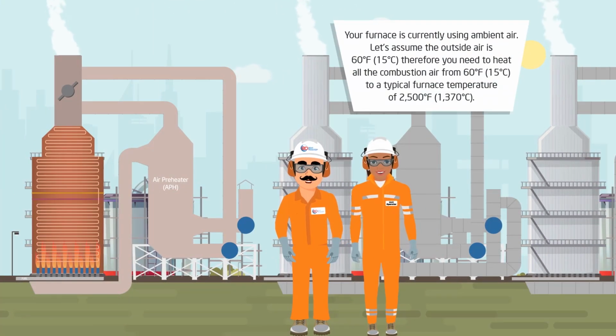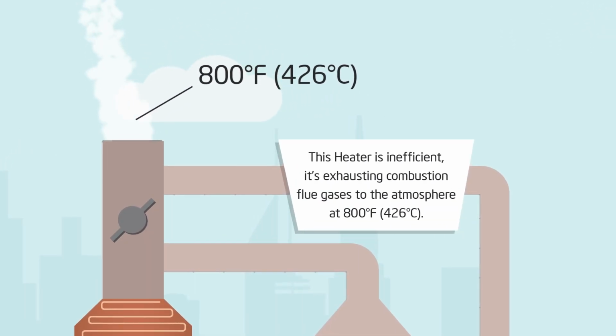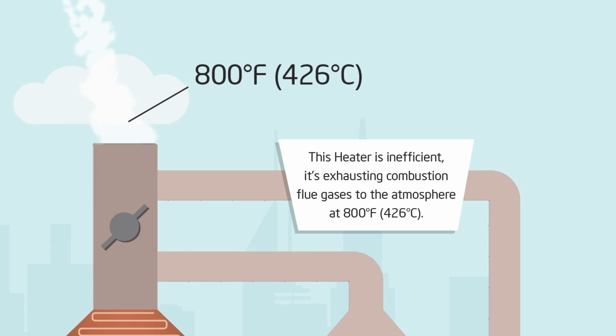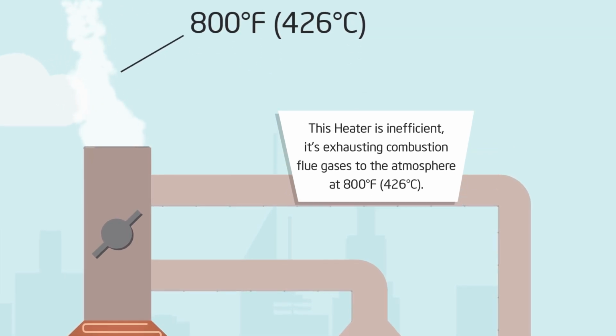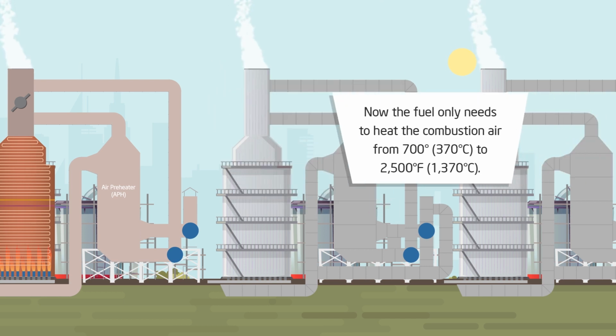Your furnace is currently using ambient air. Let's assume the outside air is 60 degrees Fahrenheit or 15 degrees Celsius. Therefore, you need to heat all the combustion air from 60 degrees Fahrenheit to a typical furnace temperature of 2500 degrees Fahrenheit or 1370 degrees Celsius. This heater is inefficient. It's exhausting combustion flue gases to the atmosphere at 800 degrees Fahrenheit or 426 degrees Celsius. This hot gas can be utilized to preheat the combustion air up to 700 degrees Fahrenheit or 370 degrees Celsius, and now the fuel only needs to heat the combustion air from 700 degrees to 2500 degrees Fahrenheit.